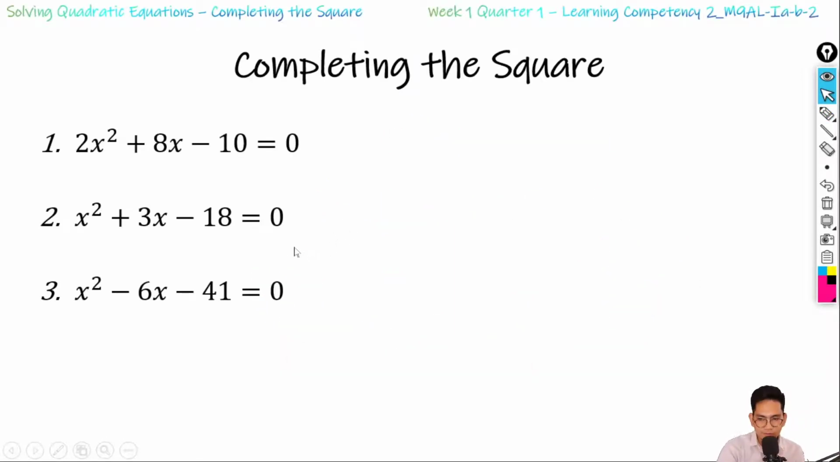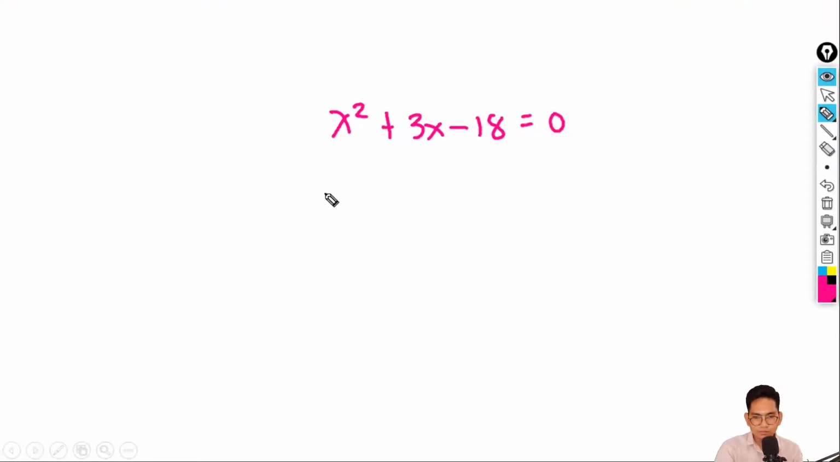Next, we have x squared plus 3x minus 18. X squared plus 3x minus 18 is equal to 0. Isolate the terms. We have x squared plus 3x is equal to 18, and then plus blank. Let us prepare this one. Next step. What should be added to both sides of the equation? Correct. Let us show that one.